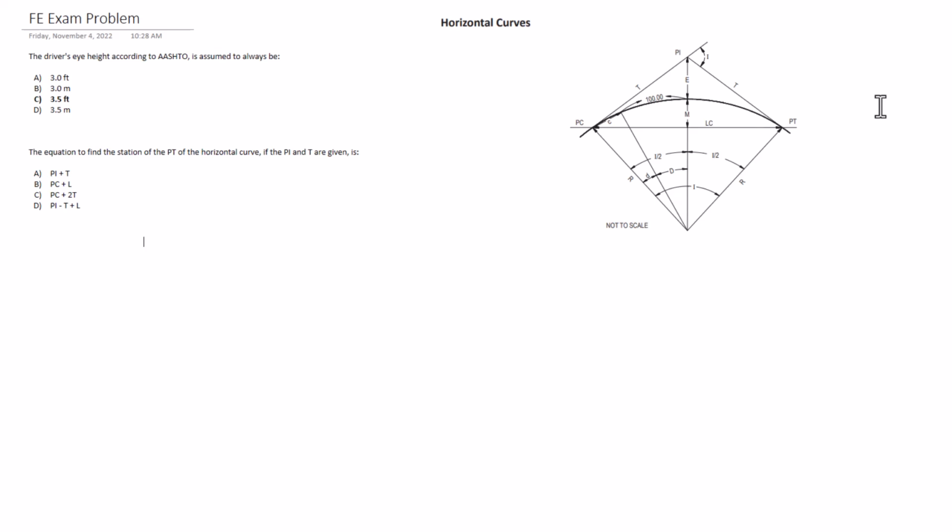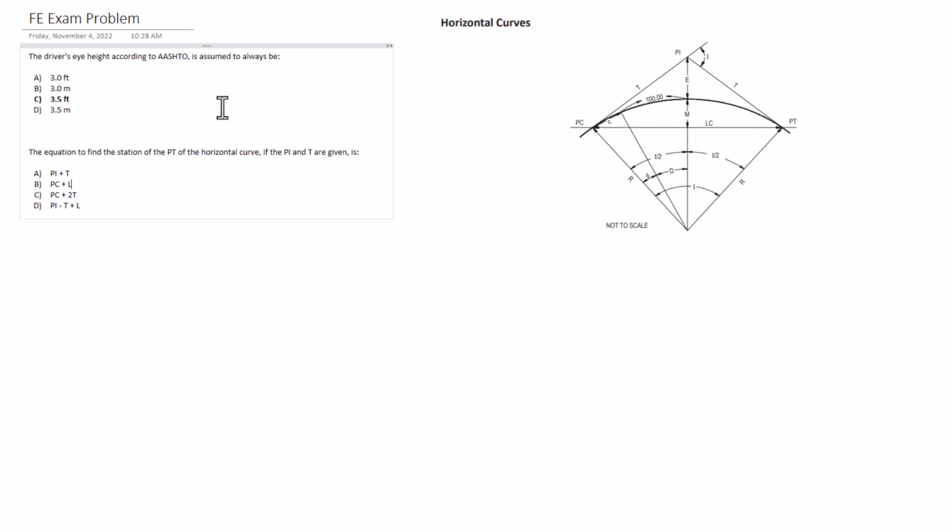So let's think about this here. Let's go through each equation and see if it applies. We have the PI and T given to us. So we have these values, and from those values, we need to find what the station of the PT is. So A is PI plus T. On first hand, it may seem like, oh, that's exactly what the station is. Remember, that's not exactly the process for finding PT, right? We actually need to go through a different process in order to find the PT. So we know it's not A.